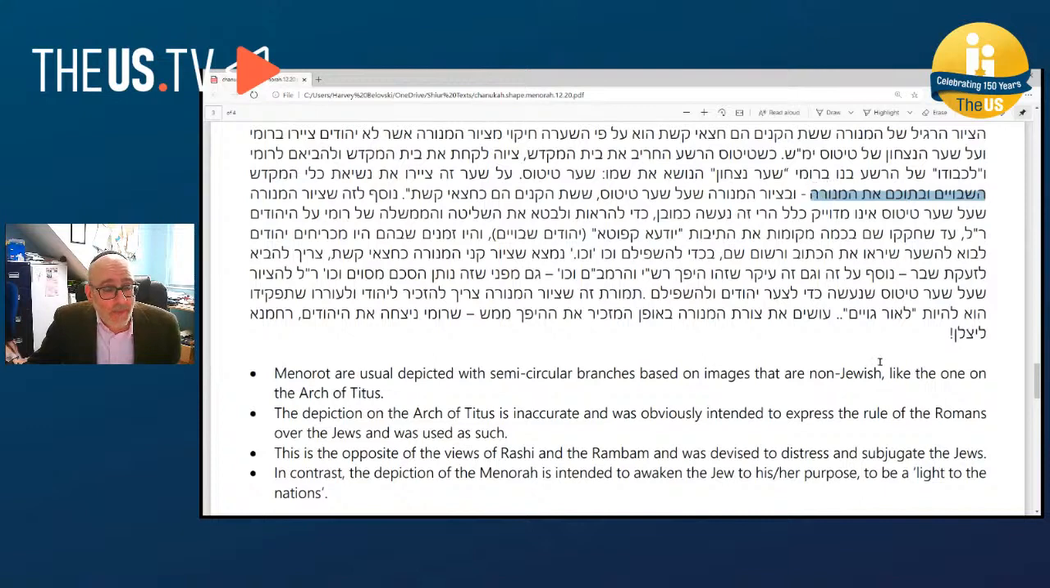And in that arch is depicted the bearing away of the utensils from the temple, which were captured, and among them is the menorah. And in the depiction of the menorah that is on the Arch of Titus, the 6 branches of the menorah are depicted as a semicircle.